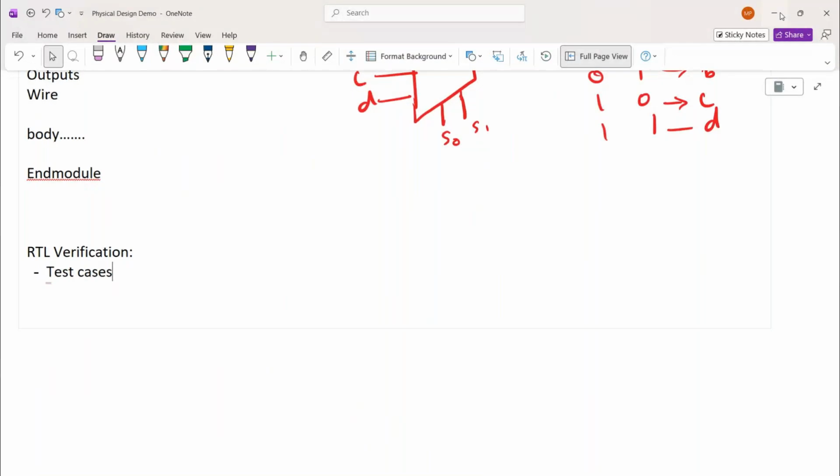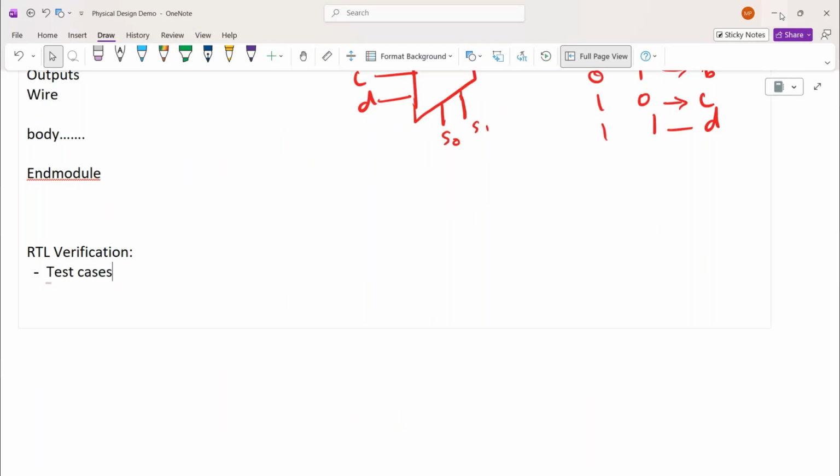They will take your design, they will add whatever number of test cases they want. They also have a lot of tools, right? They will apply a lot of test cases and test your design like this. The waveforms they will test. This is what the RTL verification team will do.